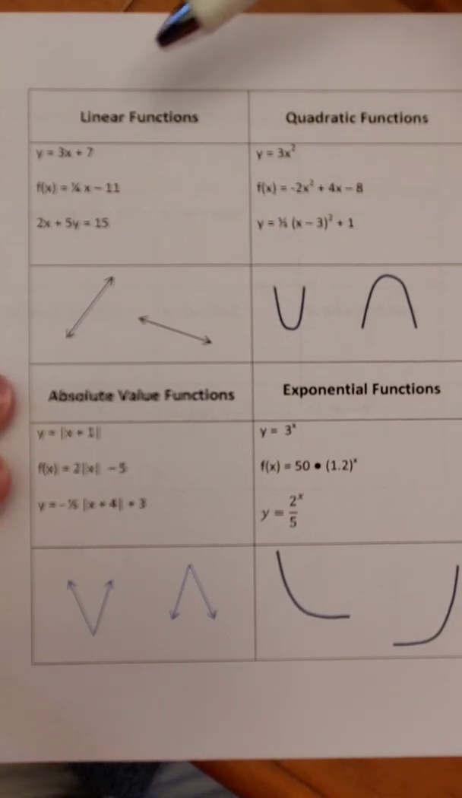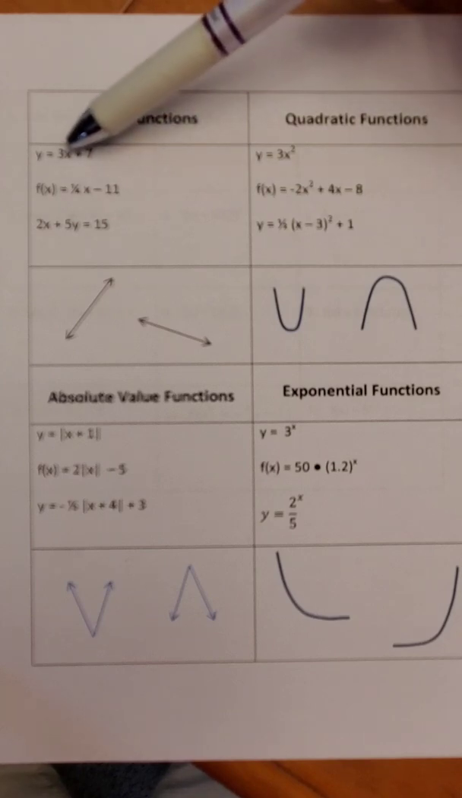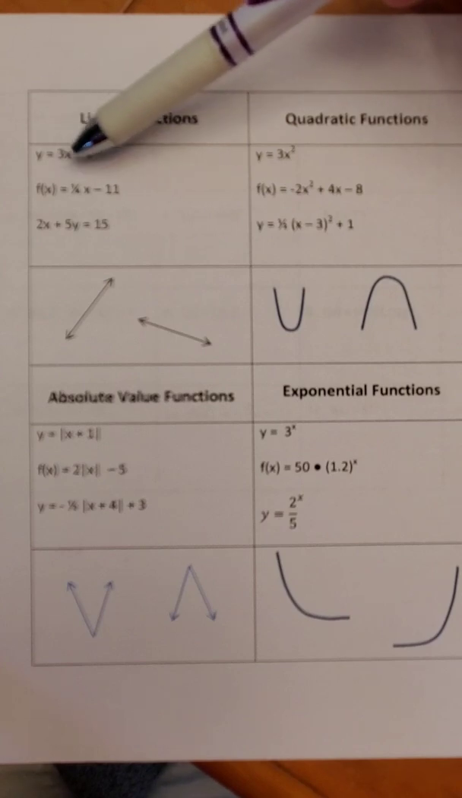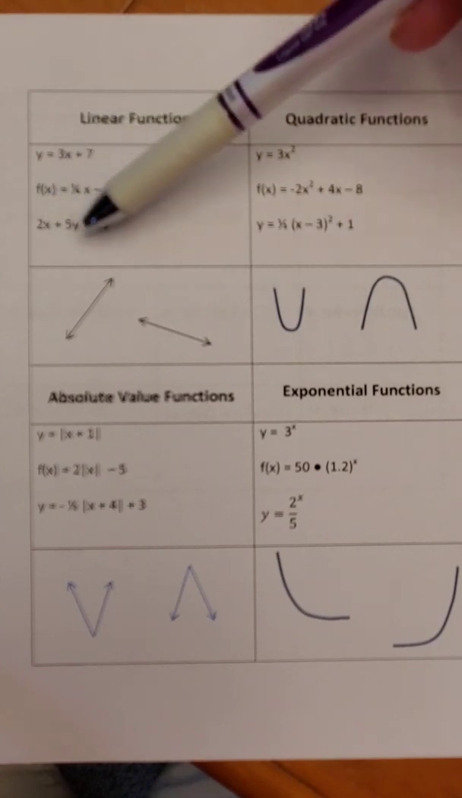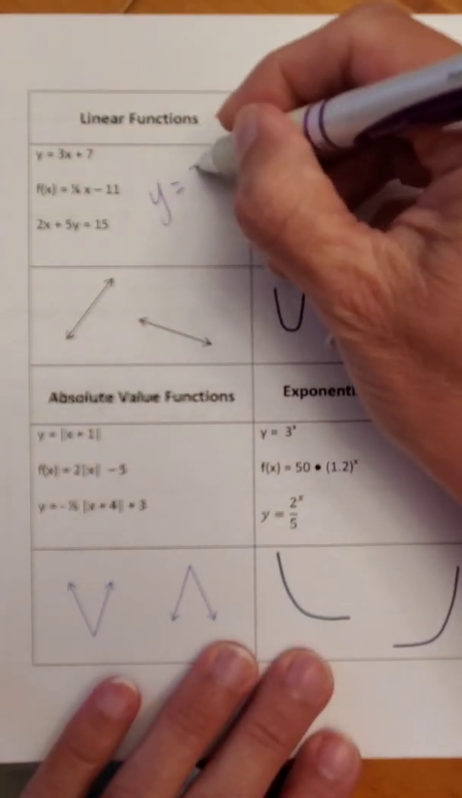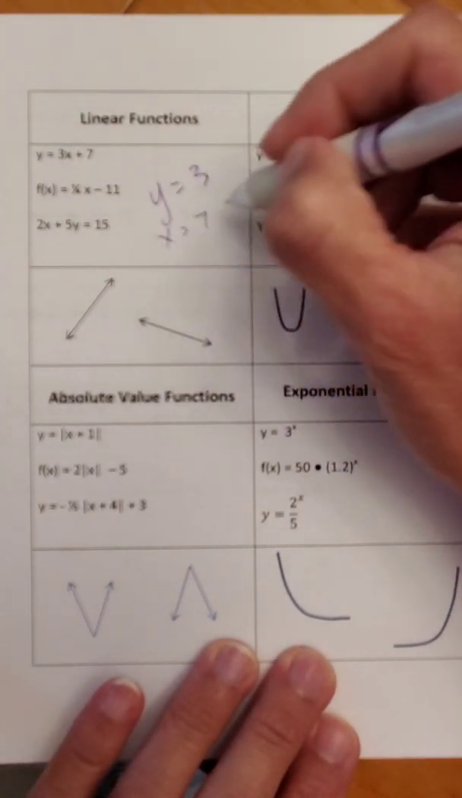So let's remember what linear functions look like. Linear functions always have an x and a y, but there's nothing strange going on with the x. There's no squared or square root. It's just a plain old x multiplied by a number, something added. All of those are linear functions. Sometimes you could also have just a y equals 3. That's a horizontal line, or you could have an x equals 7.